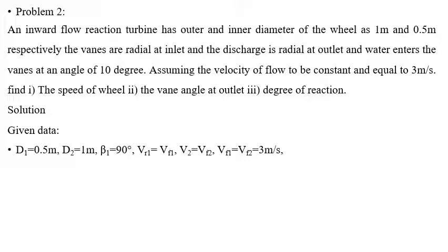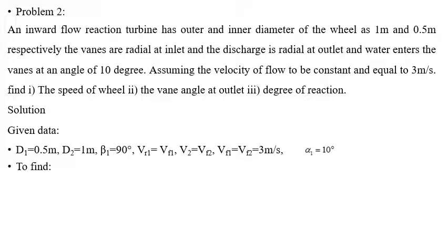And at exit, the discharge is radial. For that reason, V2 is equal to Vf2. That is, V2, the absolute velocity at exit, is equal to the flow velocity at exit. Then the flow velocity at inlet as well as outlet is constant. That means Vf1 is equal to Vf2, and that value is given as 3 meter per second. And the alpha 1 angle is given, that is 10 degree. Water enters the vanes at an angle of 10 degree. For that reason, alpha 1 is equal to 10 degree.